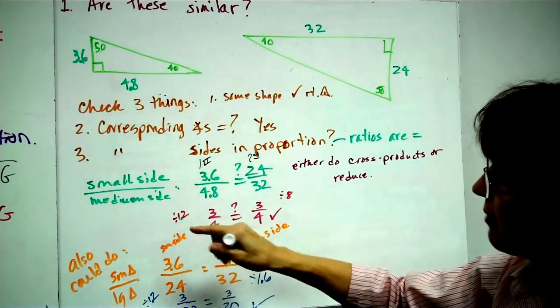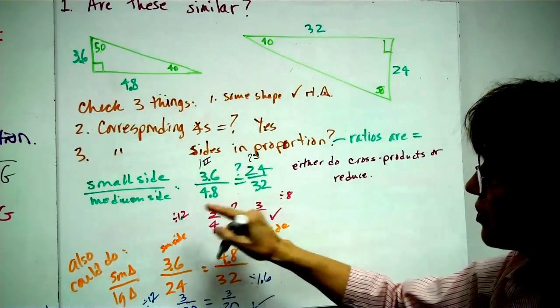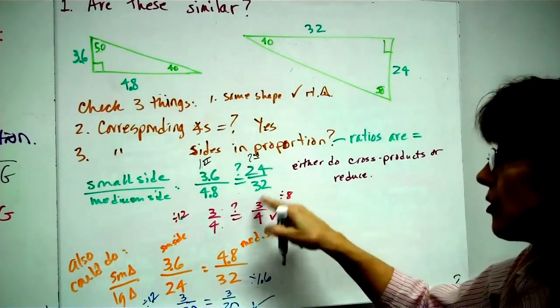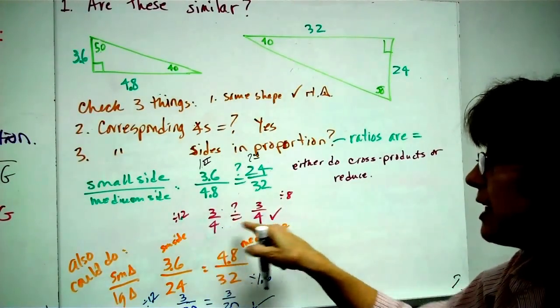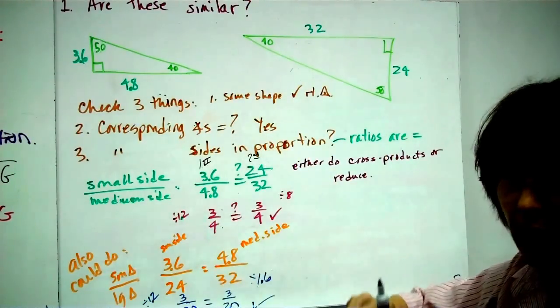Yes, and so when I divided these by 1.2, I got 3 to 4, because 1.2 goes in there 3 times and 4 times. And then same thing when I divided by 8, this still reduced to 3/4. So these equaled each other. So that meant that, yes, these sides are in proportion, okay?